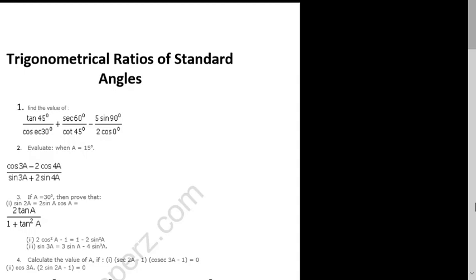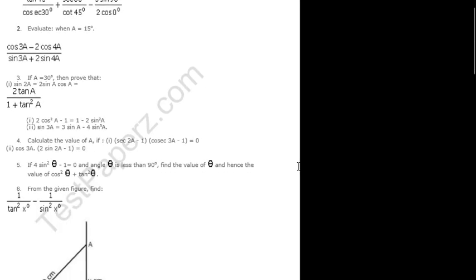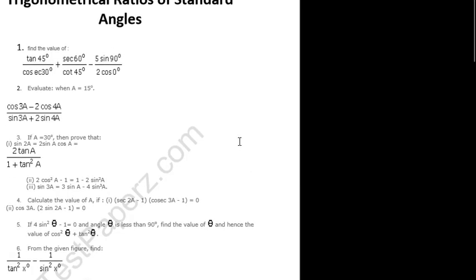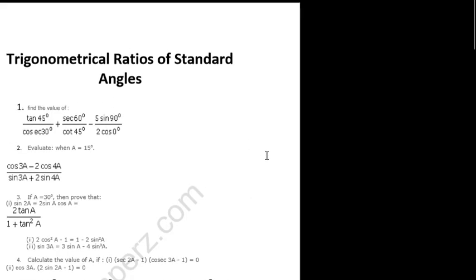Welcome again. Now here in this lecture we will solve again one paper, and this paper also I have taken from testpapers.com. Topic is trigonometric ratios of standard angles.